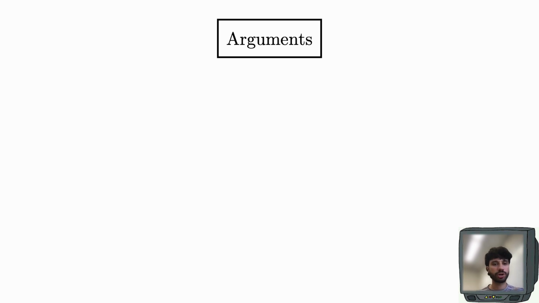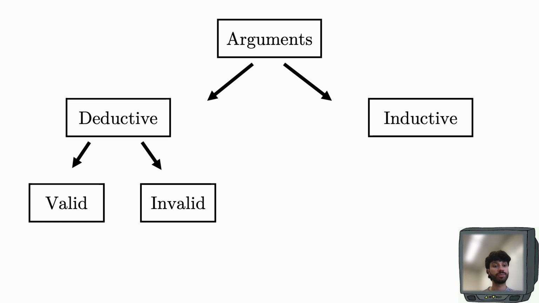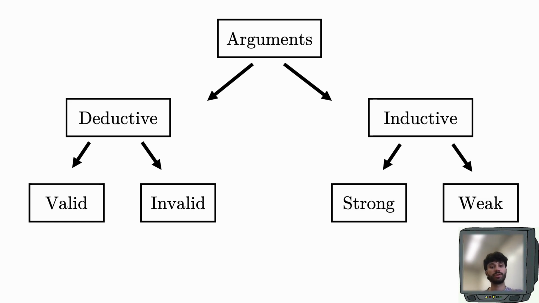So here's a little chart fleshing out the kinds of arguments. We have two types. We have deductive and inductive. Deductive arguments can be valid or invalid, whereas inductive arguments can be strong or weak.